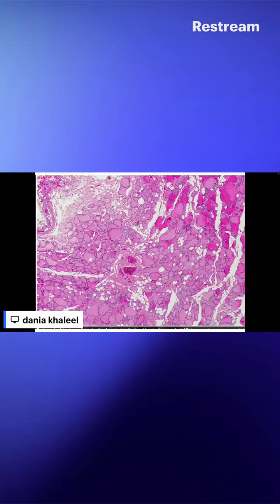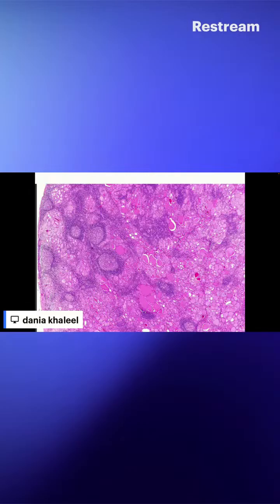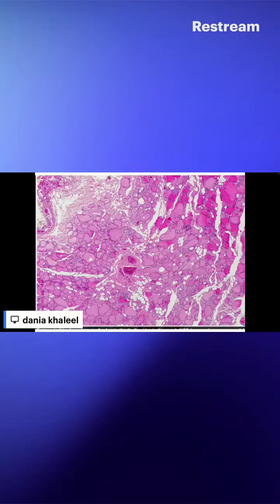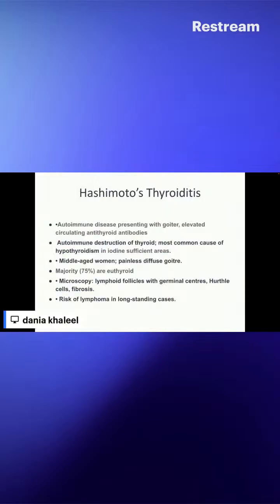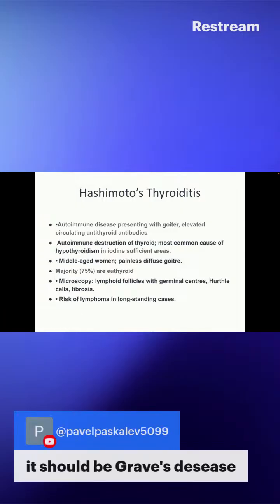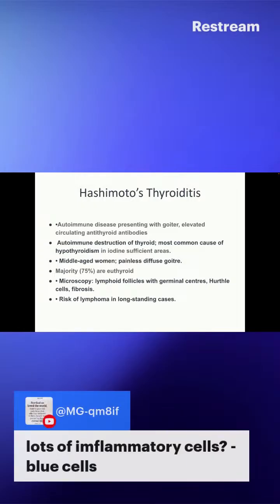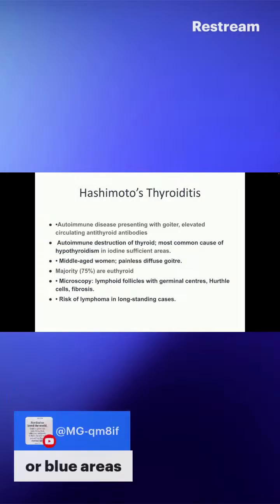Without going too deep, I'm going to discuss more of the features, but let's first say what this is. This is Hashimoto thyroiditis. It is an autoimmune disease. It presents with goiter and elevated circulating antithyroid antibodies. So what happens in Hashimoto? You have a lot of autoantibodies attacking the thyroid, and this happens in iodine sufficient areas. So it can result in an enlarged goiter.